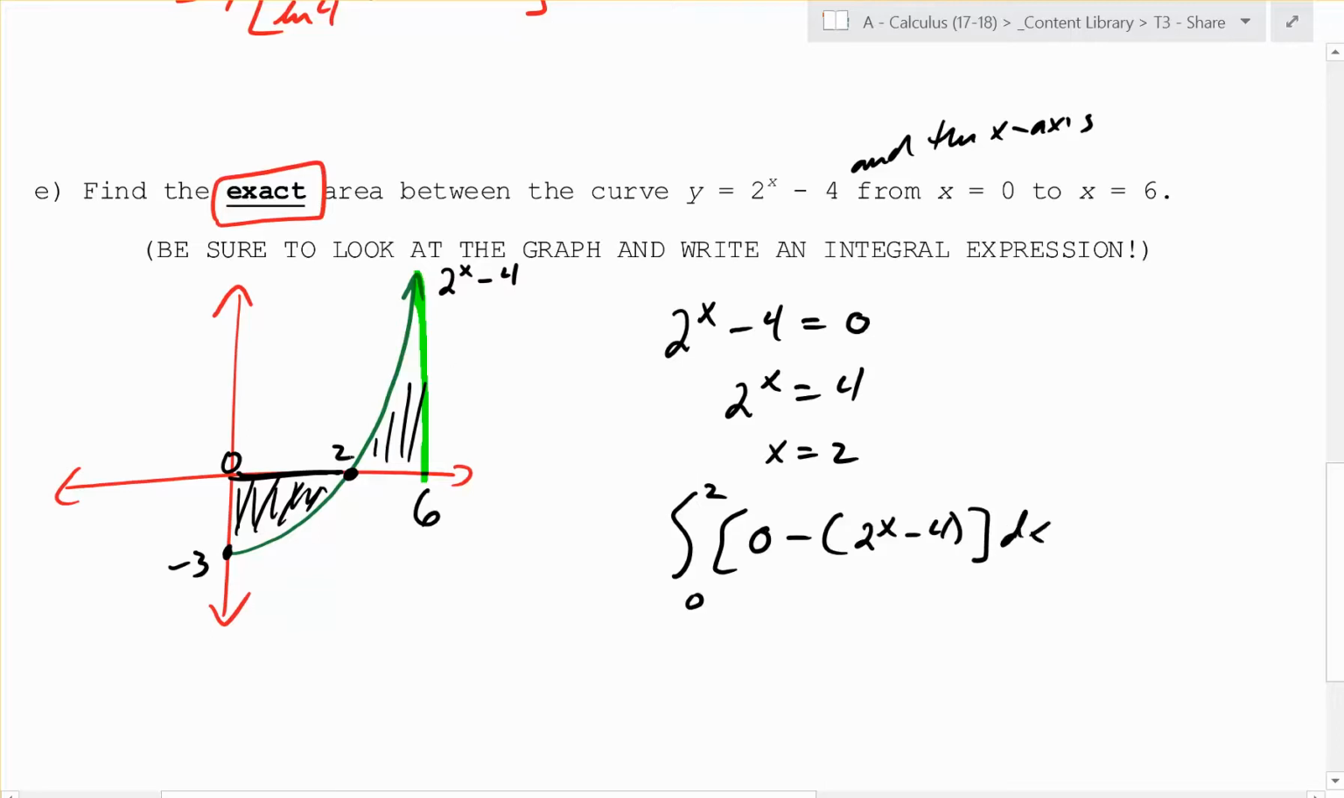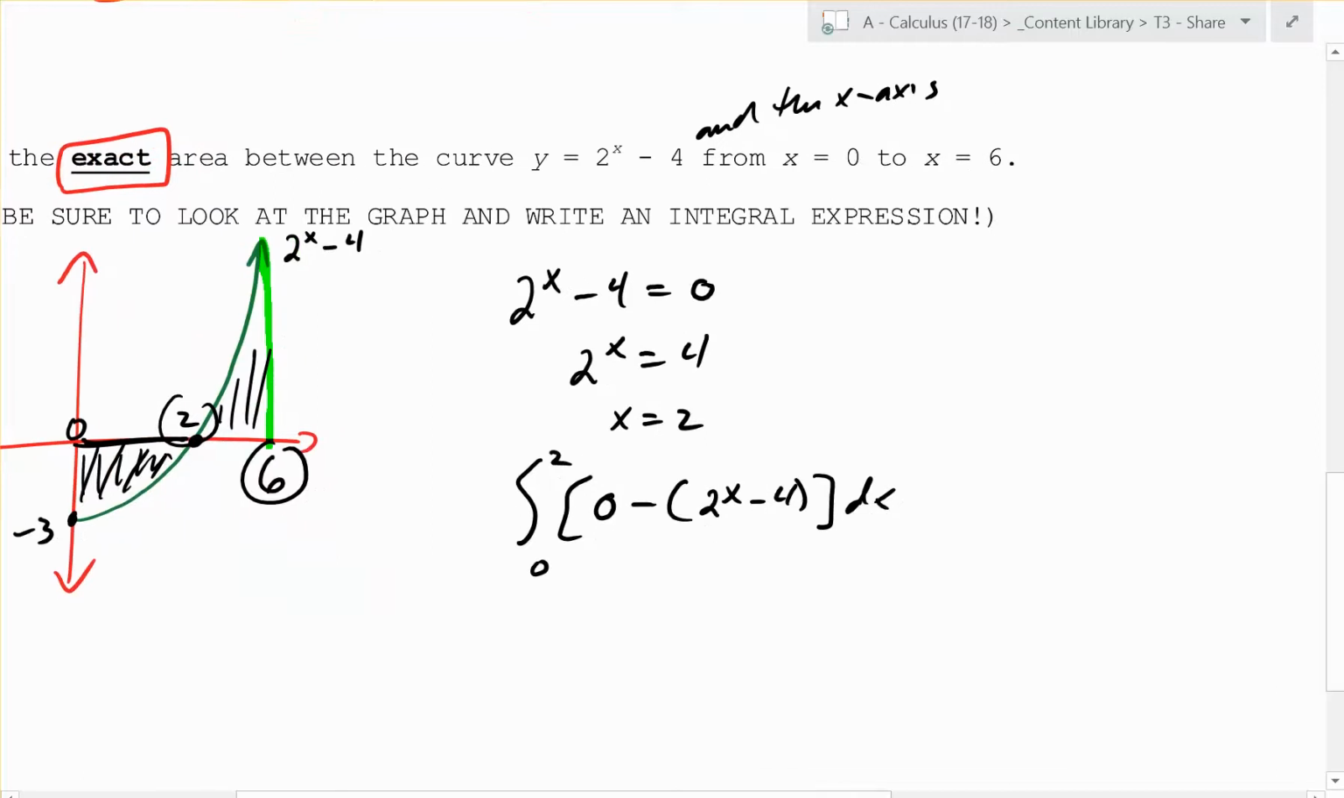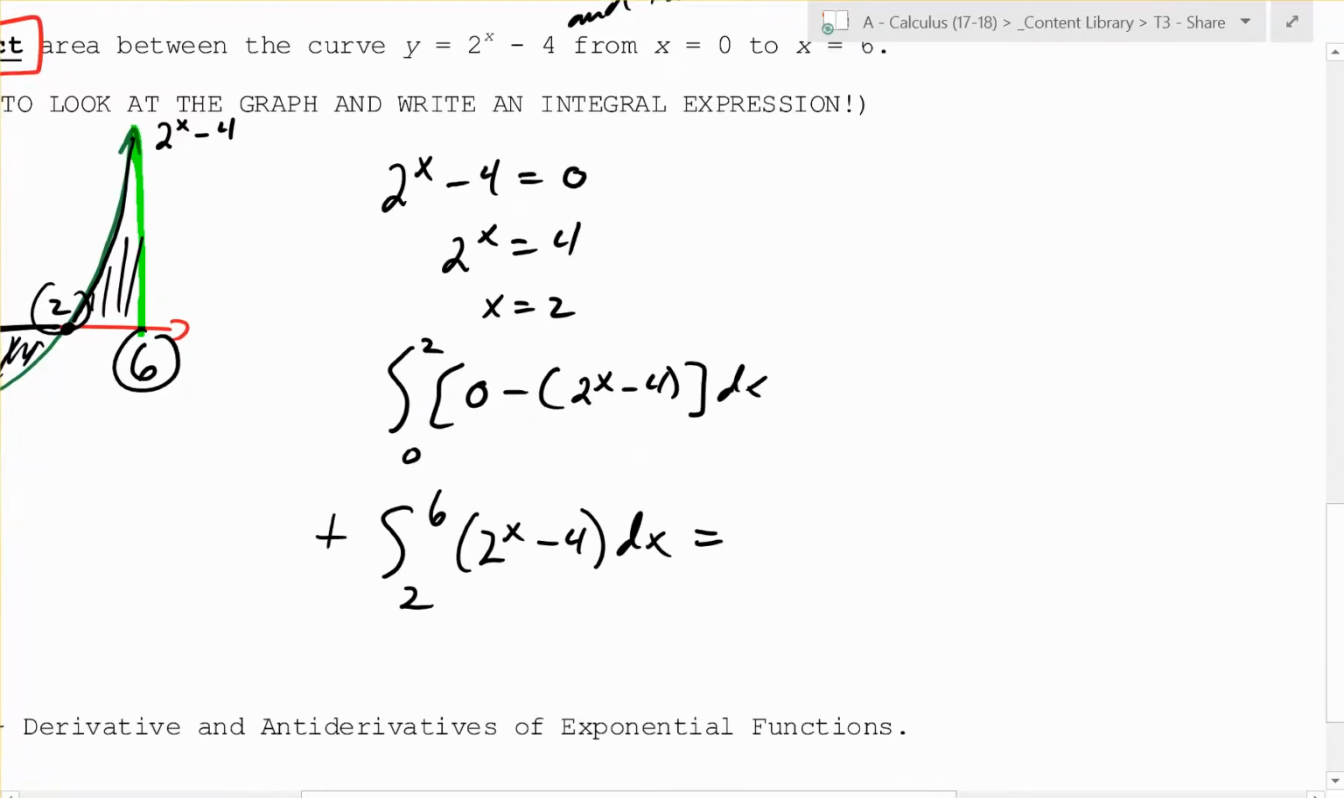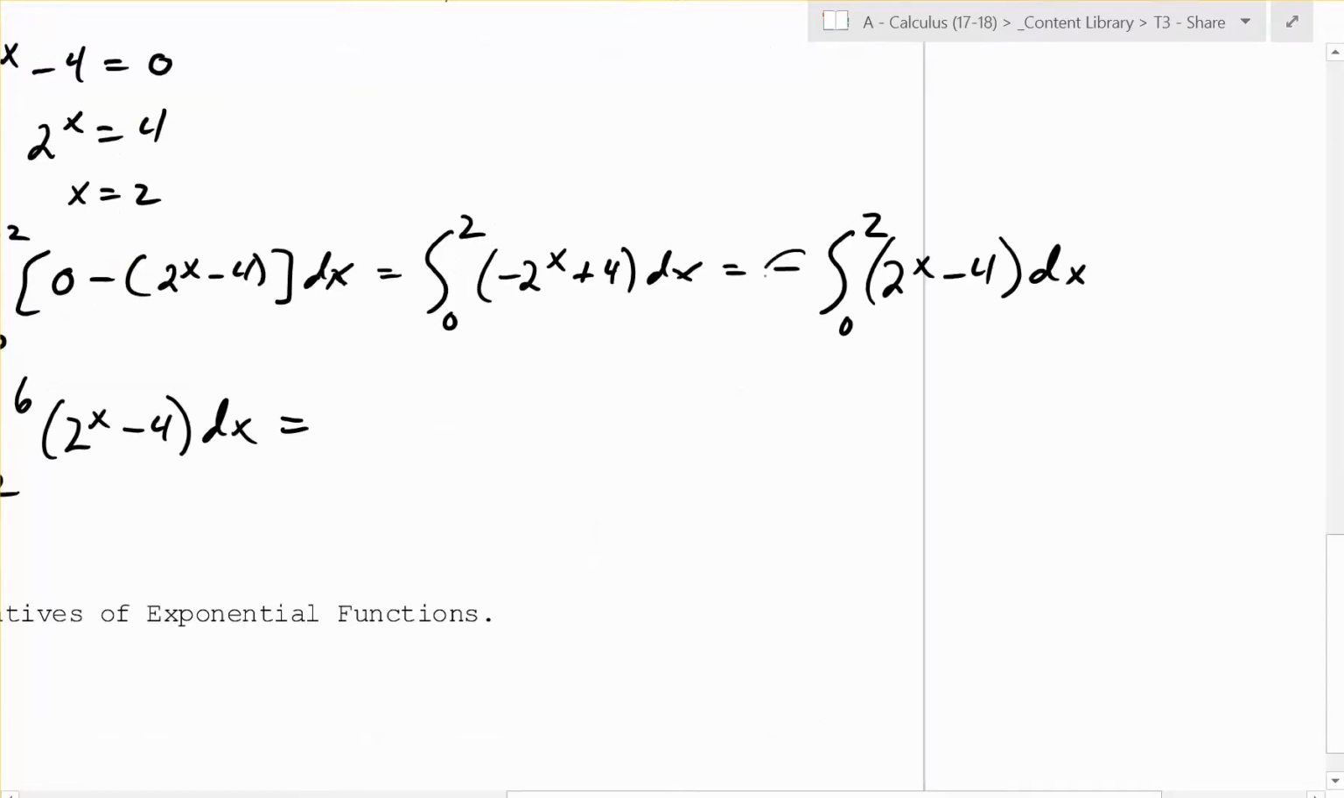And then we're adding 2 to 6. The integral from 2 to 6 of now 2 to the x minus 4 is up top. So 2 to the x minus 4 dx is on top. Now you need to integrate and plug in the values. You need to do both of these things by hand. You'll notice here I just ended up factoring out the negative. That kind of makes it easier.